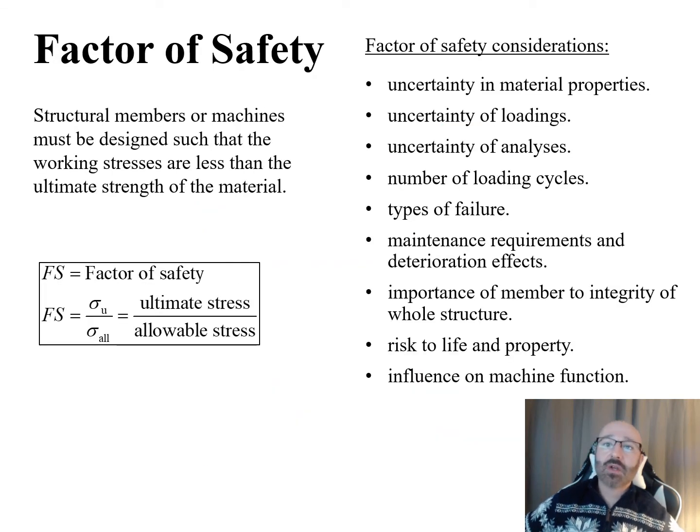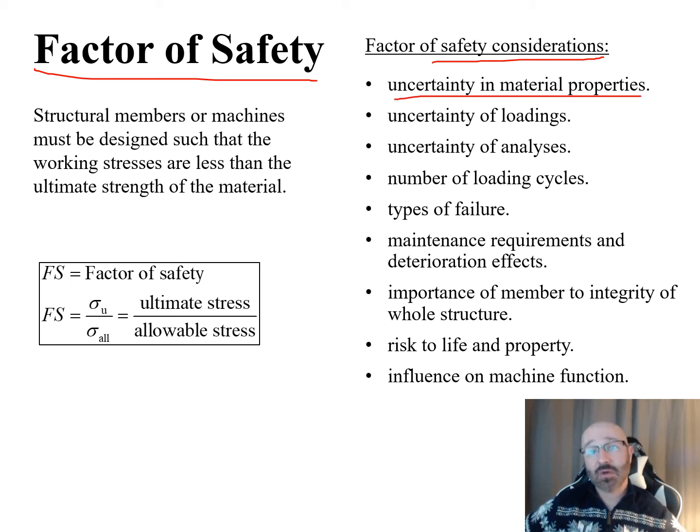The last thing I want to cover in the lecture for today is our safety factors, so the factor of safety. When you're designing something, safety factor is a huge deal, and a lot of things go into your calculations. A couple of these things to consider, which I've highlighted in this list: uncertainty of material properties, where you really need to ask whether they are adequate; uncertainty of loadings; uncertainty in your analysis; the number of loading cycles; types of failure you may experience; maintenance requirements; and deterioration effects.